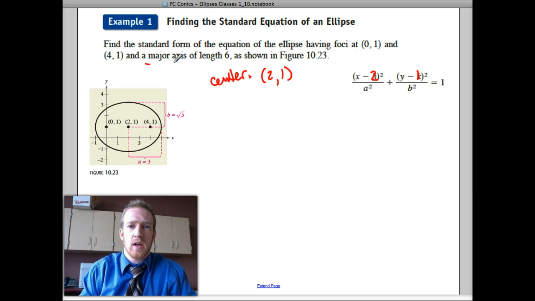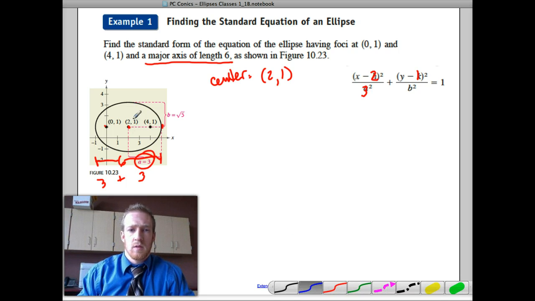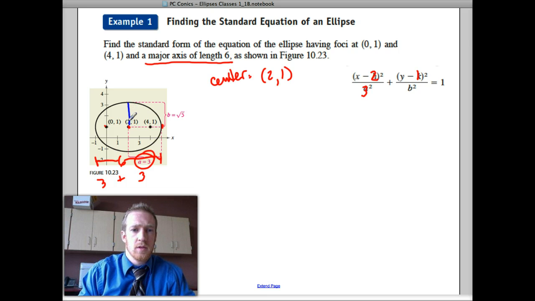It says the major axis has a length of 6. The foci are parallel to the x-axis, so we know our major axis is along those. Since the major axis is 6, from here to here is 6, so from the center to the edge is half of 6, which is 3. That tells us a equals 3. Then we need to find this height here. We need to find this b.